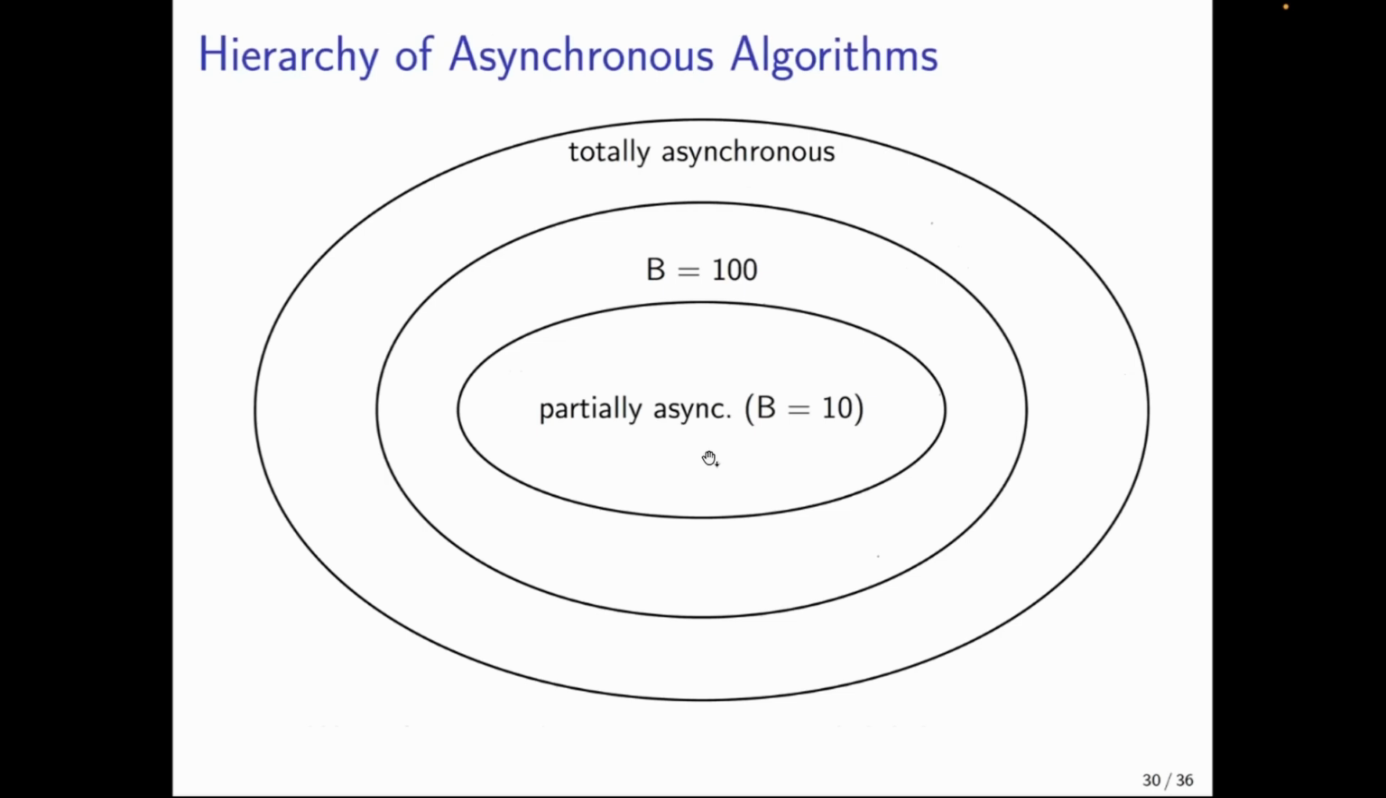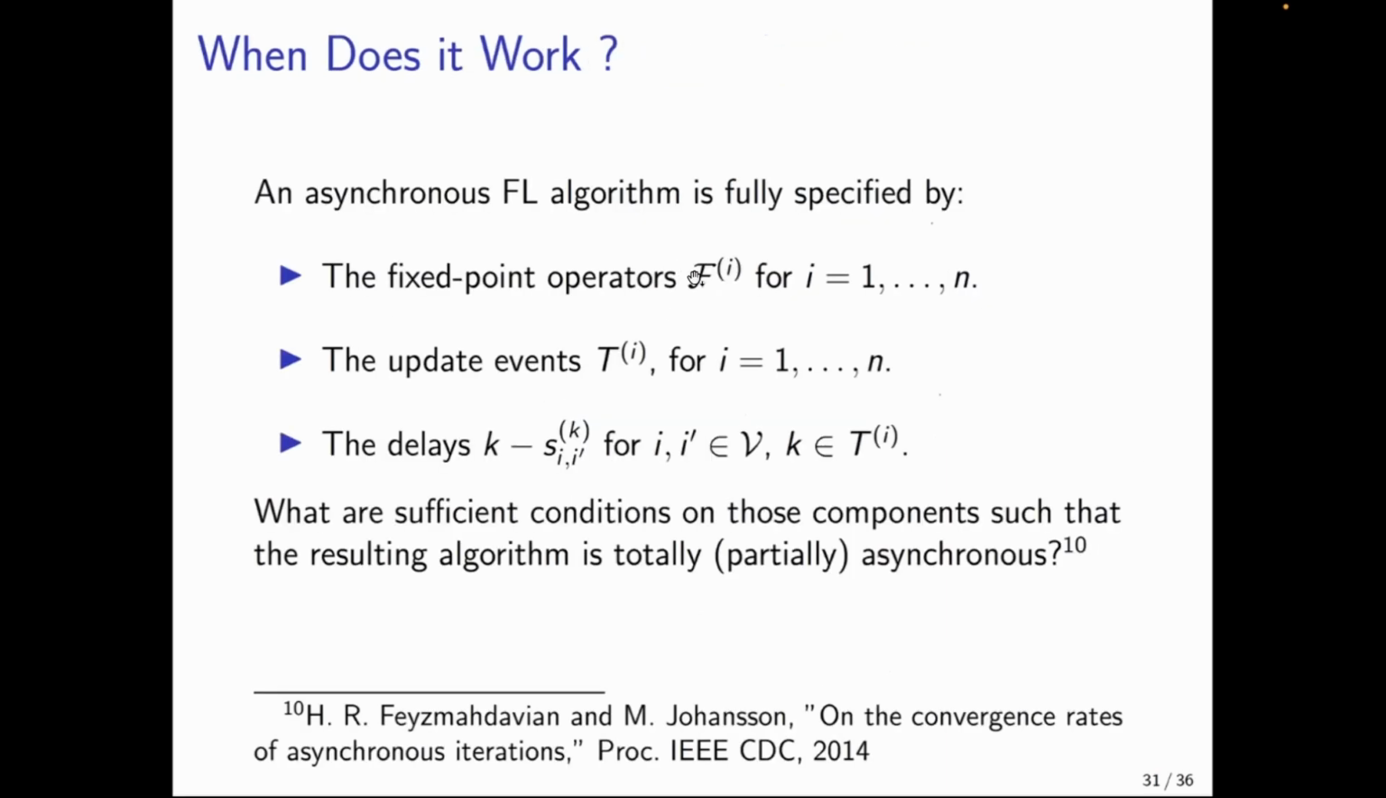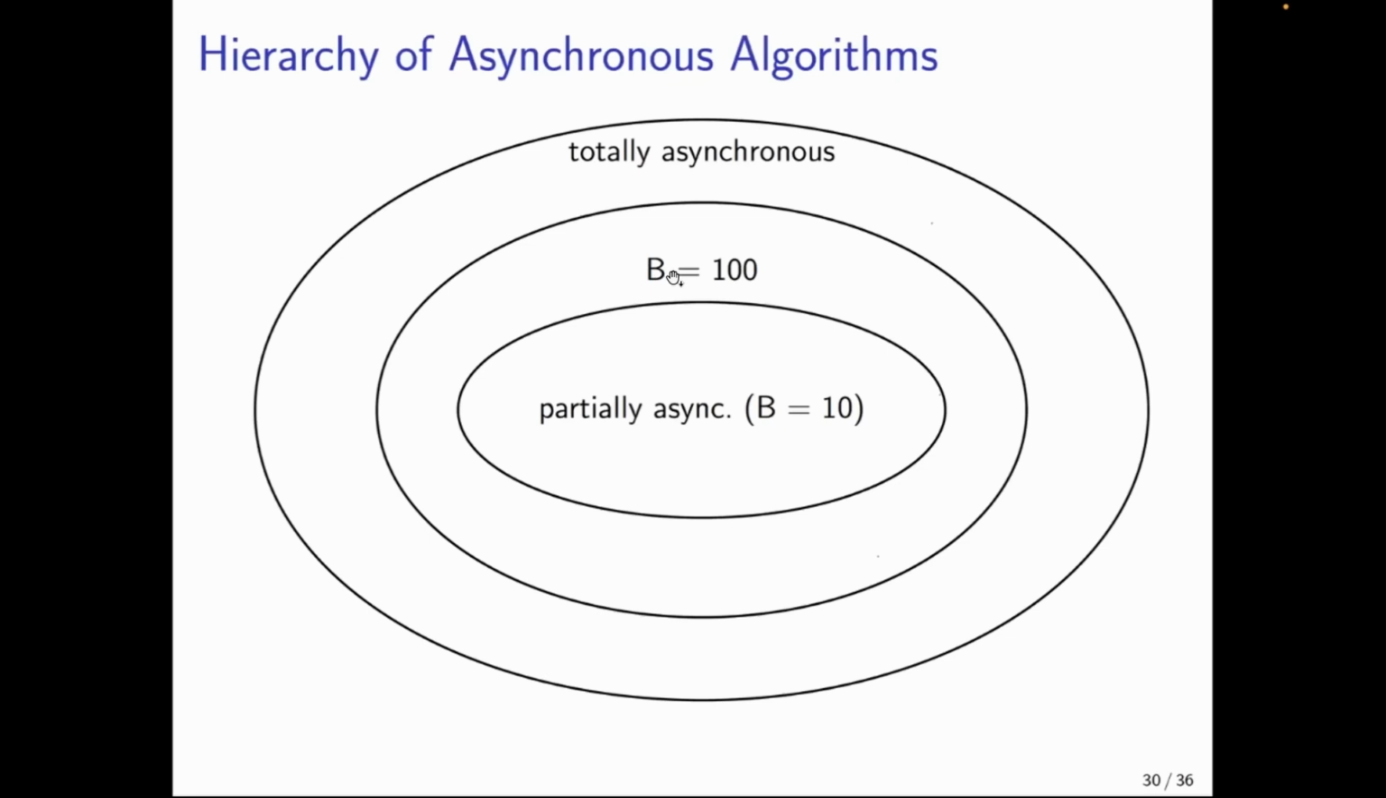Yeah, I show here this hierarchy of asynchronous algorithms. So we have this totally asynchronous class, which is our large family, all kinds of algorithms, a large class of algorithms can be totally asynchronous. And then we have these partially asynchronous algorithms with different levels of asynchronous measure, capital B.